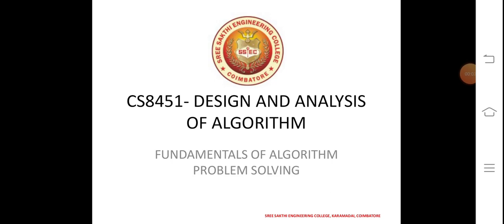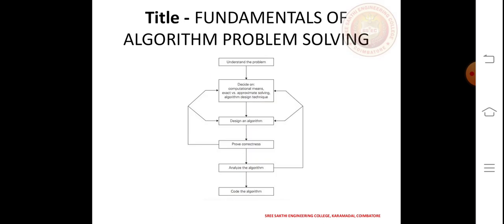Hi all. Today we are going to see about fundamentals of algorithm problem solving in design and analysis of algorithm. This is the basic structure for fundamentals of algorithm problem solving. First one is that understand the problem. Next one, decide on computational devices. Next, select between exact and approximate algorithms. Next, algorithm design techniques. Design an algorithm, prove the correctness, analyze the algorithm, and code the algorithm.